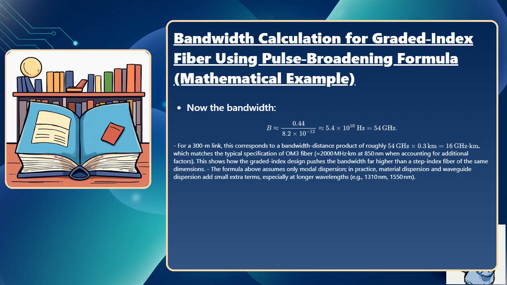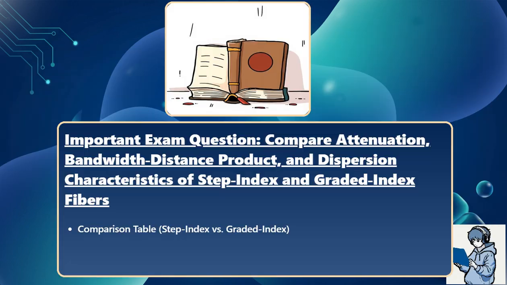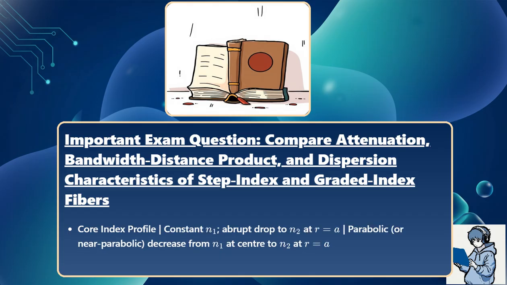In practice, material dispersion and waveguide dispersion add small extra terms, especially at longer wavelengths, for example 1310 nanometers or 1550 nanometers. Comparison table, step index versus graded index. Properties, step index multimode, graded index multimode. Core index profile, constant n sub 1. Abrupt drop to n sub 2 at r equals a; parabolic or near parabolic decrease from n sub 1 at center to n sub 2 at r equals a.